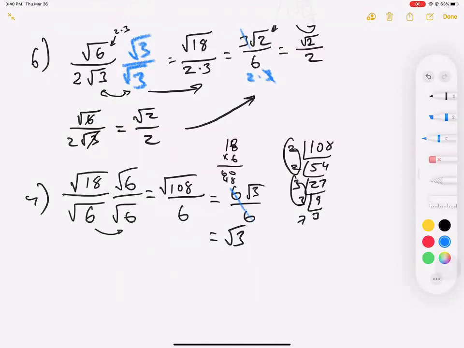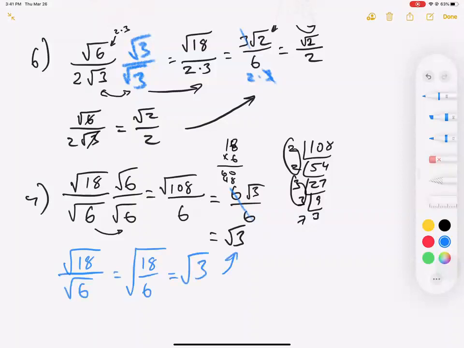Now, some of you guys might have been screaming at me and saying, Mr. Ko, can't we divide 18 and the 6? And because they're both in square root, yes, we can. We can divide 18 by 6. We can write them as a big square root. That becomes just 3. That would have been faster.